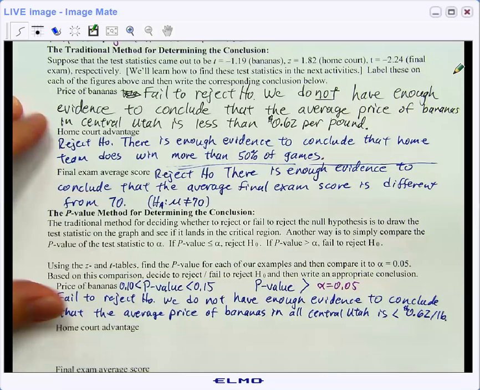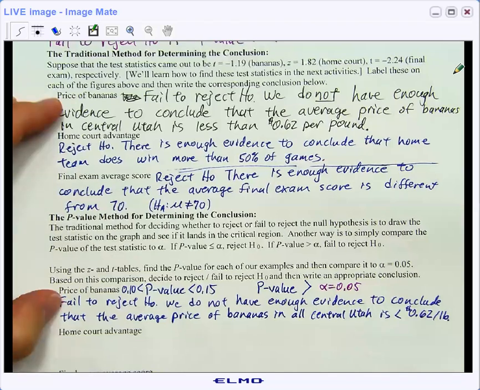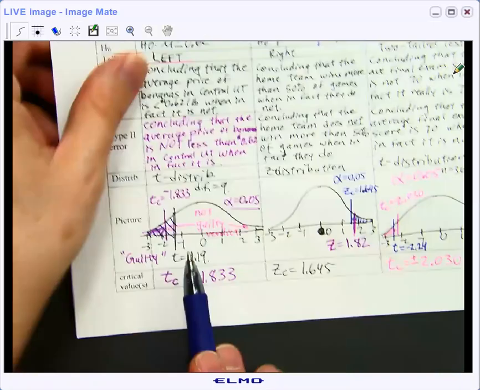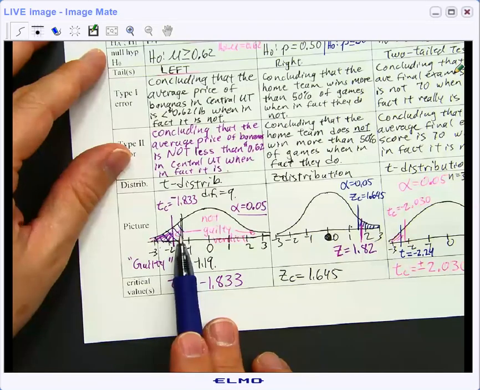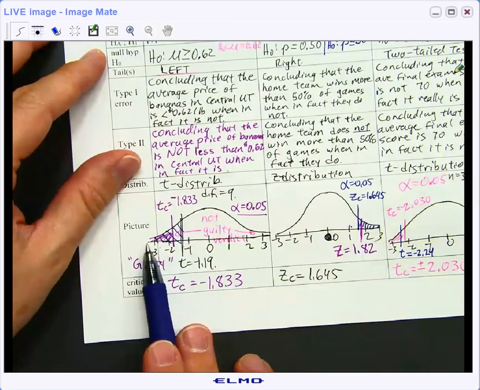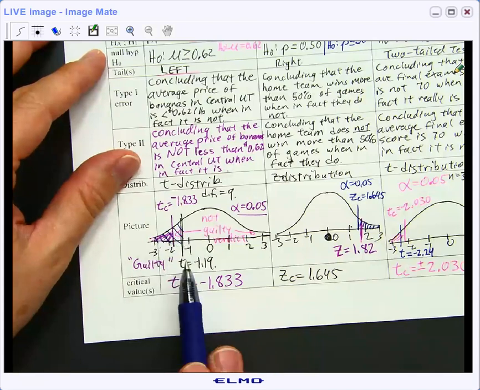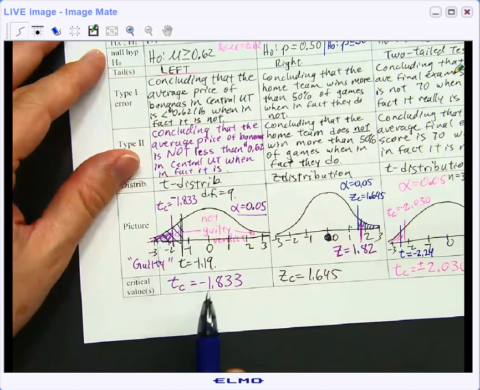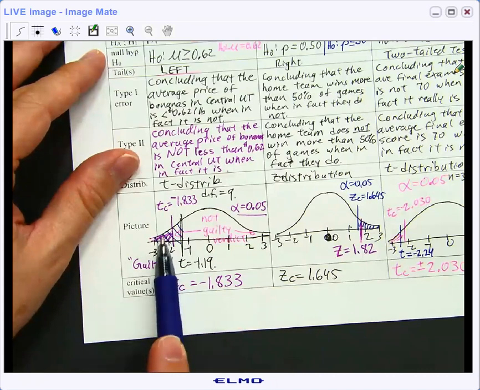Notice how we got the exact same conclusion in a slightly different way. We found the p-value and then compared the p-value to alpha, but in essence, that does the exact same thing as what we did before. If the p-value is greater than alpha, the only way that could happen is if our test statistic landed outside of the critical region. Okay? And the only way that we can reject H0 using the p-value is if the p-value is less than alpha, but that will only happen if the test statistic lands inside of the critical region.